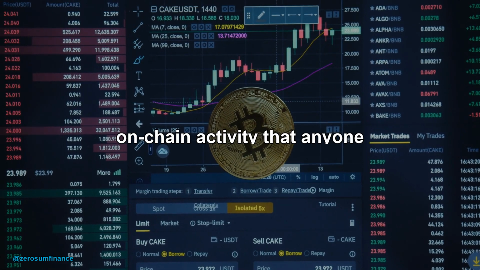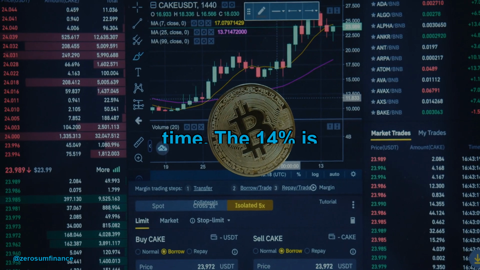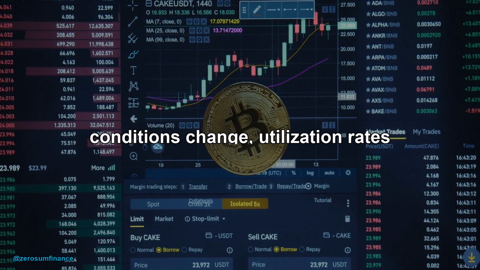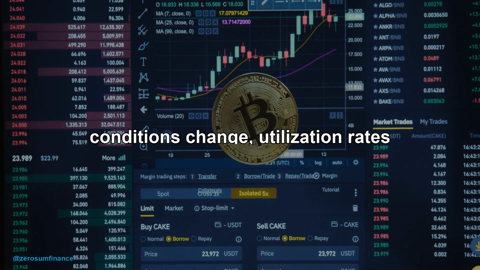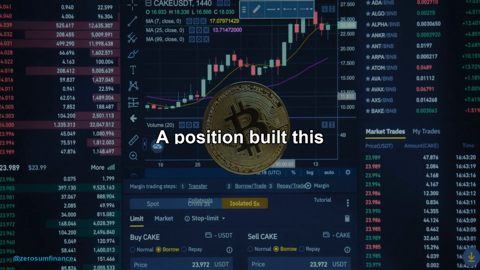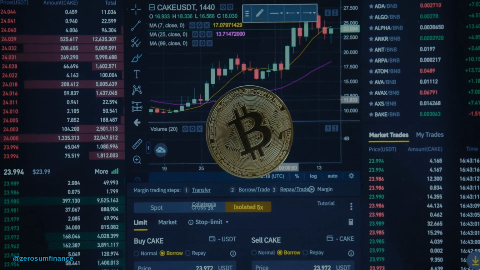The 14% is not a promise. It is an output. Market conditions change, utilization rates shift, incentive programs adjust. A position built this way requires monitoring. It is not a savings account. It is an active capital deployment strategy that happens to use stablecoins as its base asset.